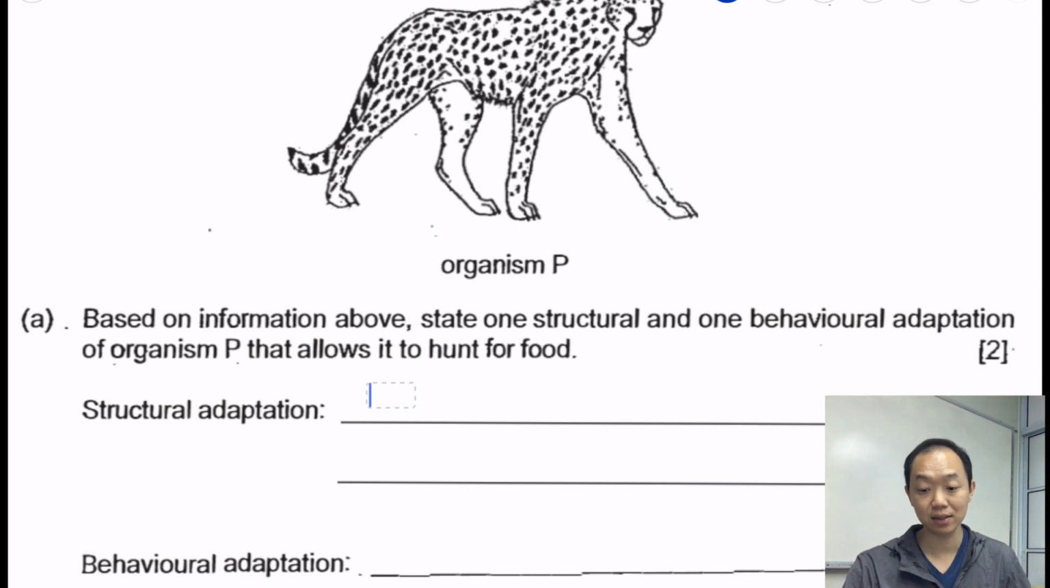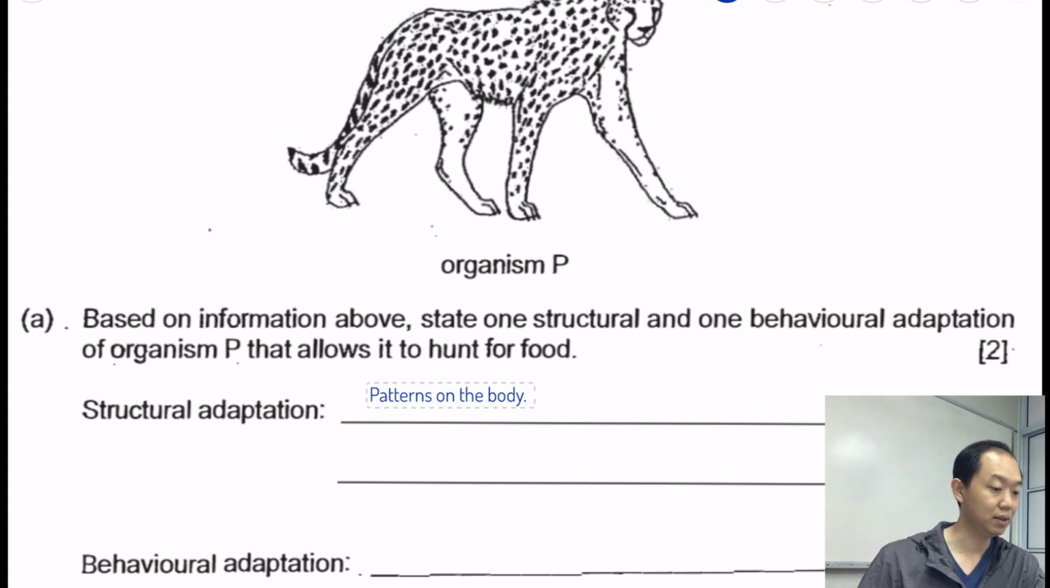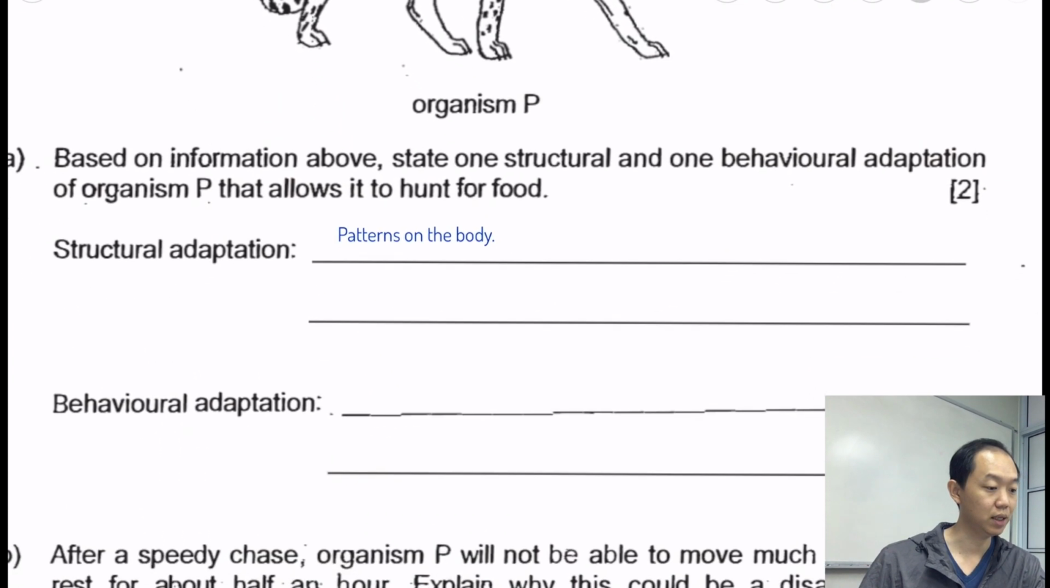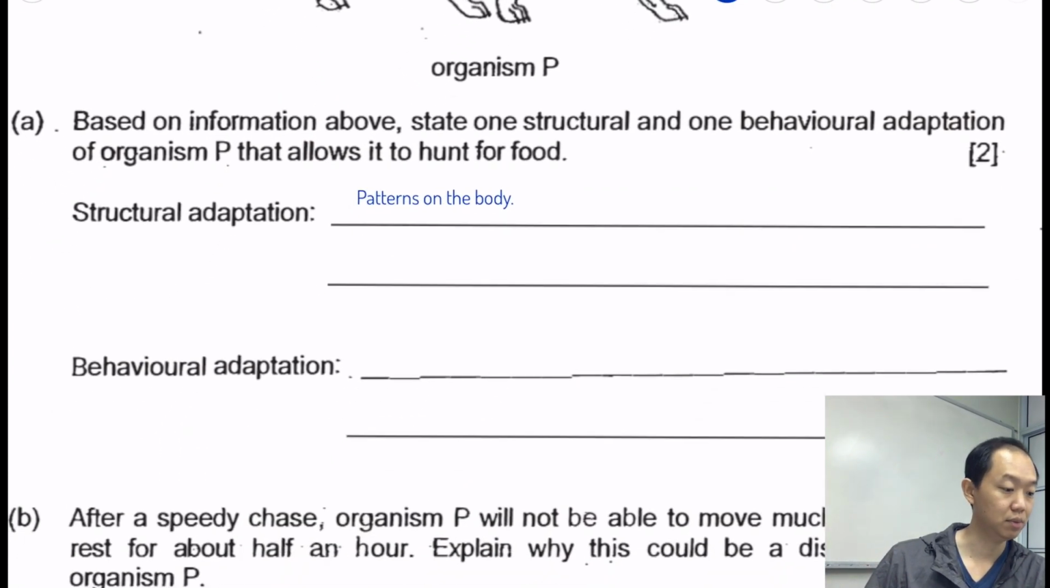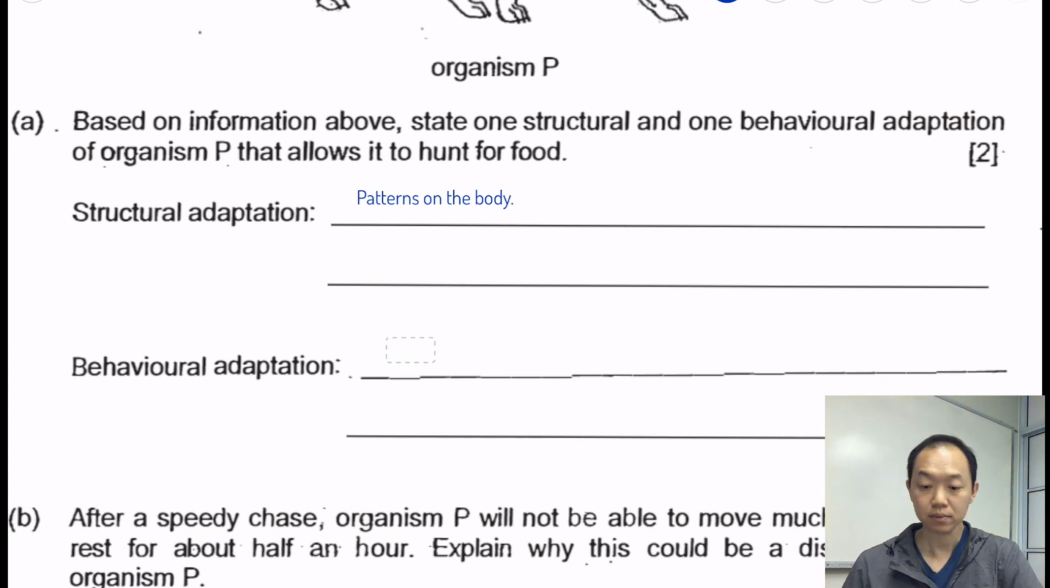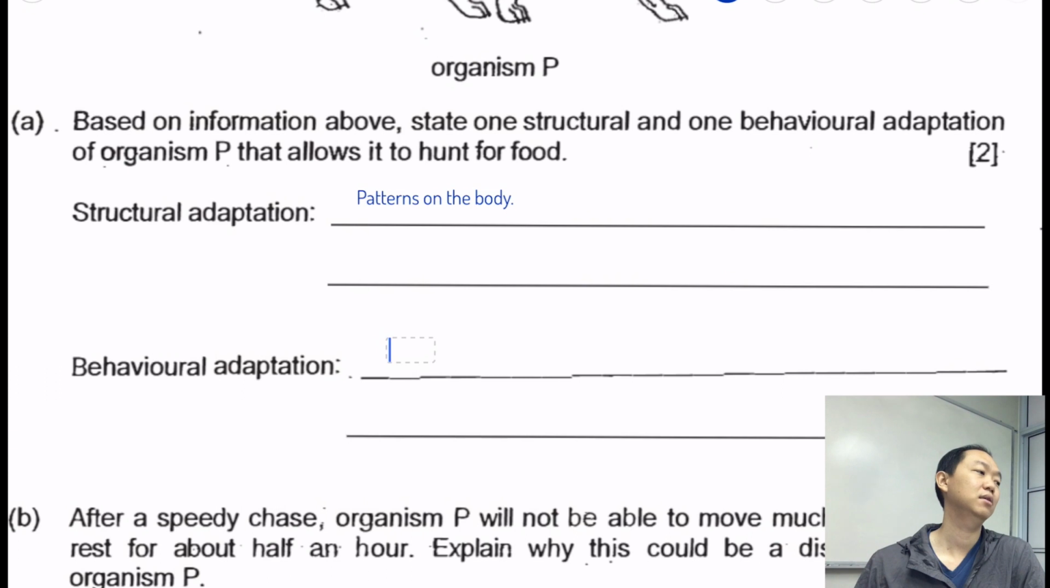So structural is the patterns on the body. Okay? Right, so structure is these patterns on the body. How about behavioral? What's one behavior? It usually tries to get closer before chasing it down. It has keen eyesight and hunts during the day. There are actually 2 behaviors here, right? One is it hunts during the day, strong limbs, run very fast for less than a minute. Tries to get closer.